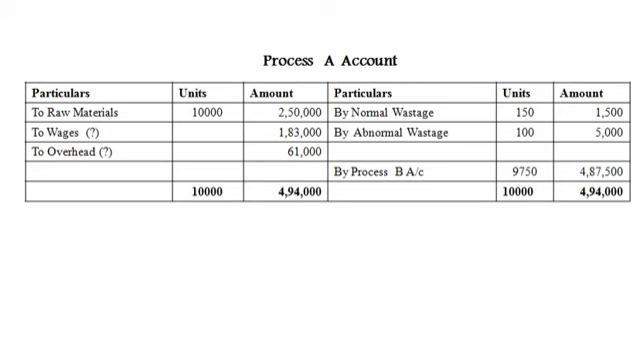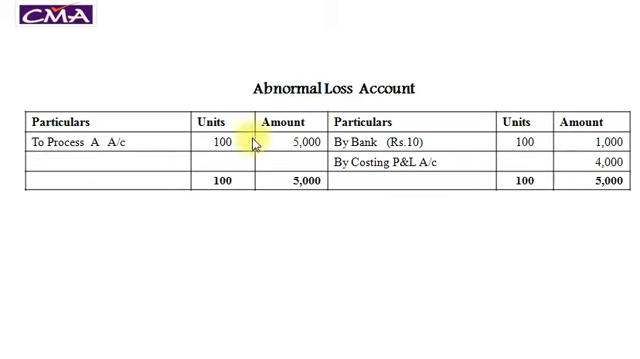Now we will prepare process B account. Here we have abnormal loss in process A account. So first of all, in abnormal loss account debit side, to process A account 100 units at rupees 5,000, and that we sold at rupees 10 per unit. So by bank account debit to abnormal loss account 100 units at rupees 10, total amount 1,000. So balancing figure 4,000 is our loss on sale of abnormal loss. So by costing profit and loss account rupees 4,000. And finally abnormal loss account is tally with 100 units and 5,000 rupees.